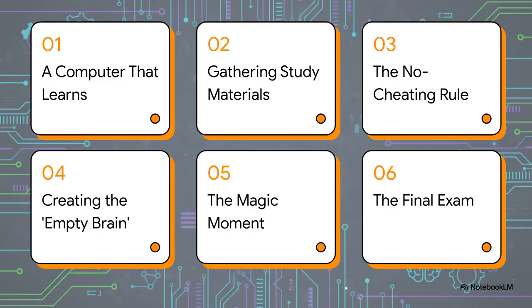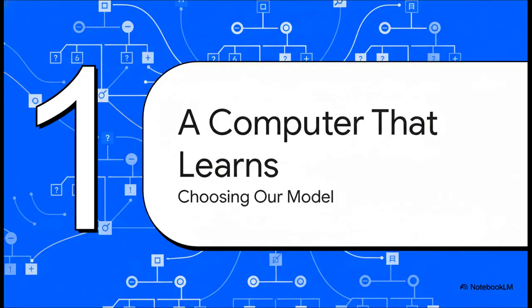It's a simple 6-step journey. First, we'll pick the kind of brain we're going to build. Then, we'll get its study materials, make sure there's no cheating, create the empty brain itself. Then comes the magic moment of training. And finally, we'll give it a final exam to see how it did. Let's get to it. All right, step 1, a computer that learns.